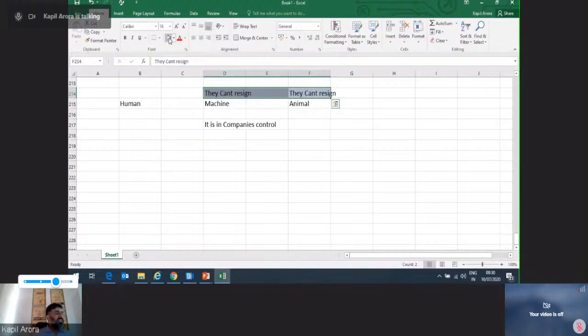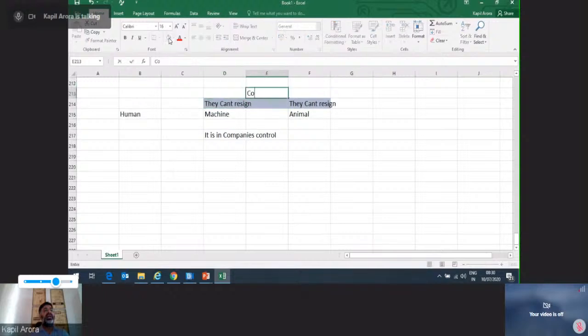Today I have a machine. Machine cannot say that I don't want to work here. Machine will never say I don't want to work here. Animal cannot say I don't want to work here. You have control over these. Whereas when we talk about humans, we don't have control.